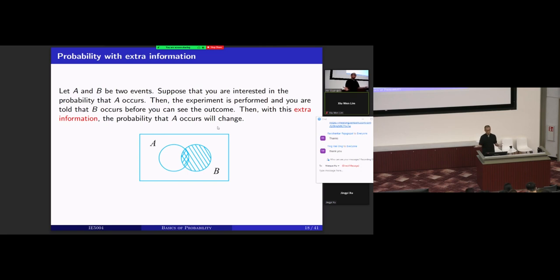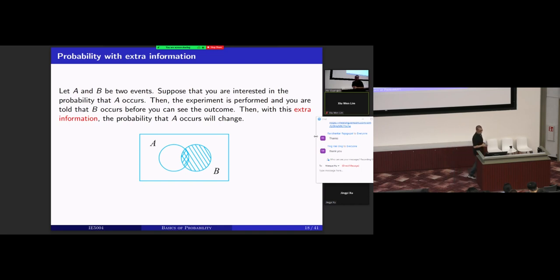Why will it change? Just like what I said just now. Before the experiment is performed, your outcome could be anything within the sample space, anything within this big rectangle, right? But we are told that B occurs. B occurs means that the outcome outside B can be excluded, right? Essentially, the sample space has shrunk from the big omega into B, right?